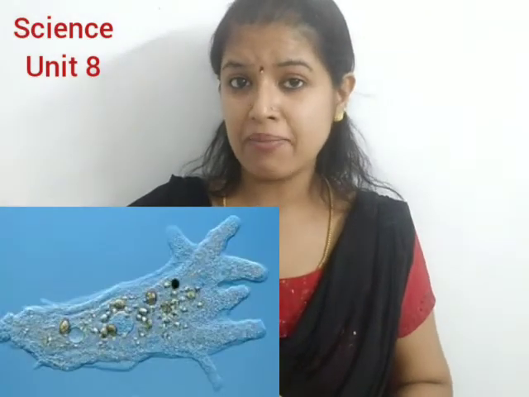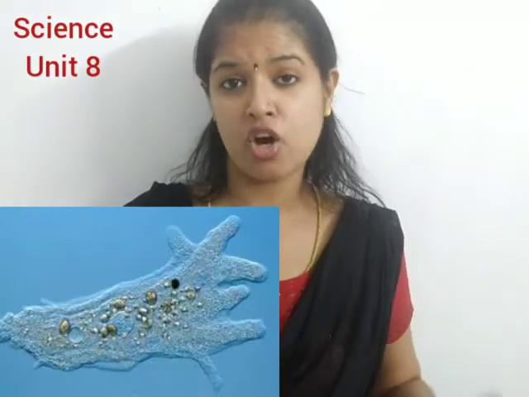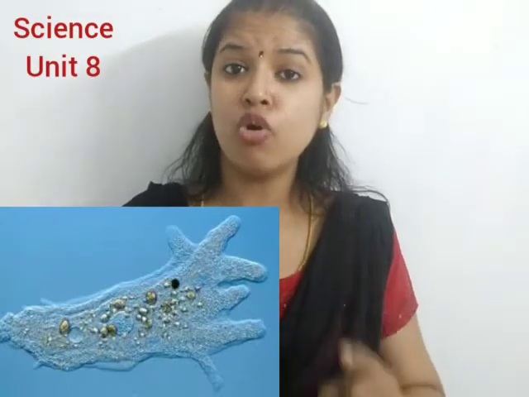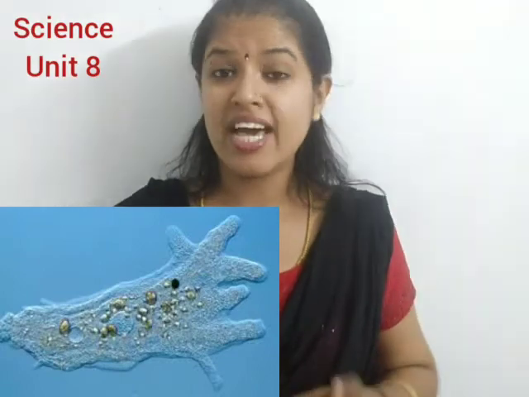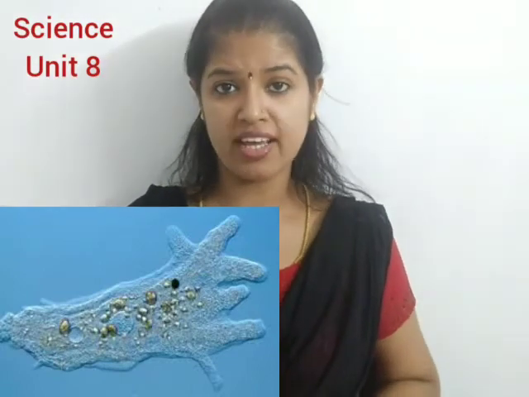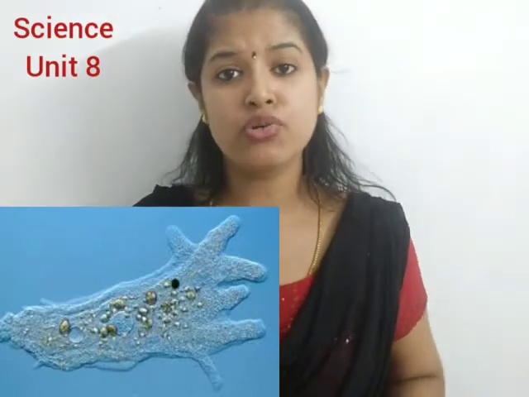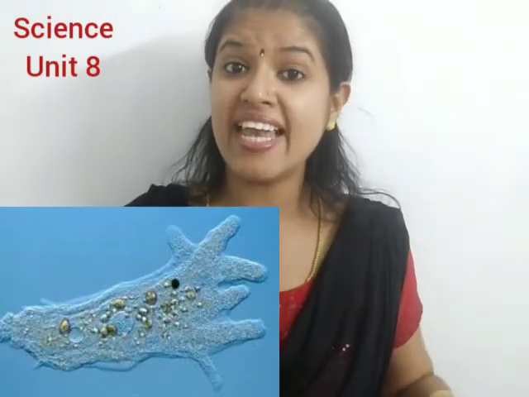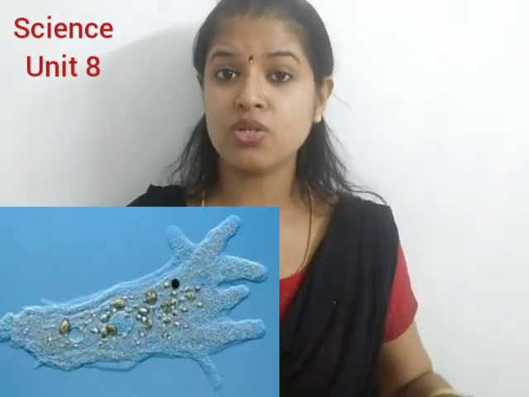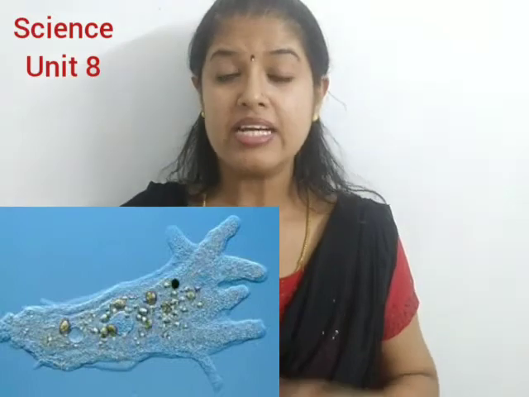Now, next one is the respiratory organs seen in different animals. First one is amoeba. You know that amoeba is a unicellular organism. It consists of only one cell. So there are no such respiratory organs. All the air diffuses in and out through the cell membrane.